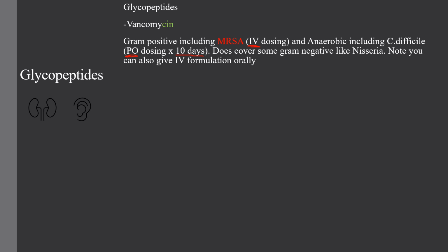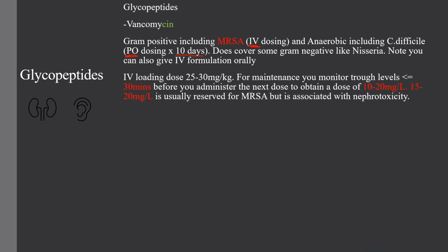The reason we use PO dosing for Clostridium difficile is that vancomycin is not absorbed from the intestines into the bloodstream, so it targets specifically the intestines, which makes it great for hitting an infection like C. difficile, which is localized to the intestines. Now you do also get some gram-negative coverage, like Neisseria. Just another note, you can also give the IV formulation orally as well. I think it makes it more palatable, because the PO tablets have a very bitter taste.